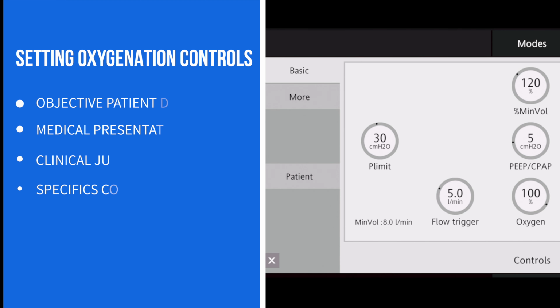You are familiar with the concepts of setting PEEP and FiO2. Set the PEEP and FiO2 according to objective patient data, medical presentation, and clinical judgment. Later in the presentation, we will discuss the specifics of working with these settings in adaptive support ventilation.